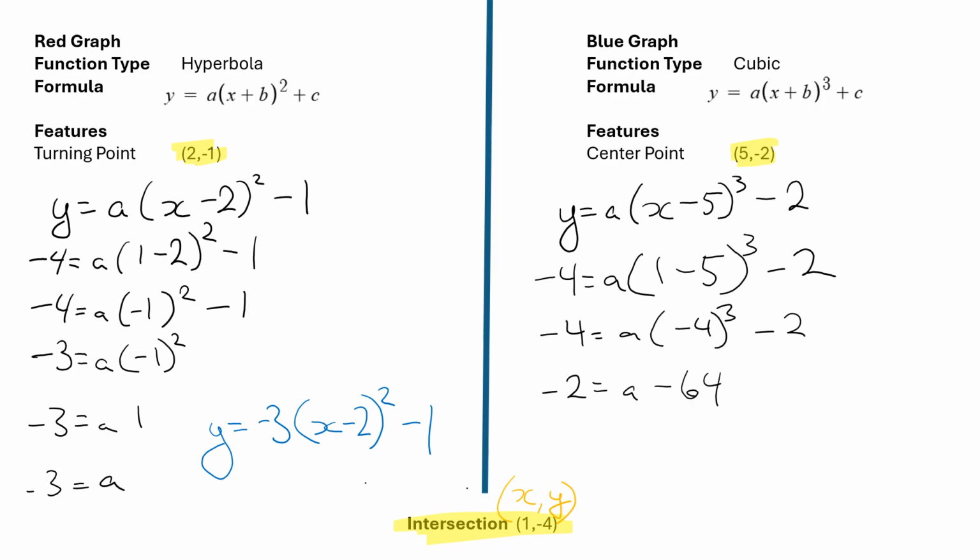So get rid of this working, and we're going to put negative 64 in here, okay? And then we're going to divide both sides by negative 64. Negative 2 over negative 64 is equal to a, and therefore a is equal to 1 over 32. So my full equation is going to be y equals 1 over 32 times (x minus 5) cubed minus 2. And now I have both of my equations.